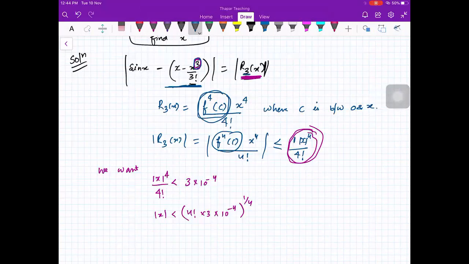Okay. So now, can you tell me what this number is? Can you tell me what this number is? Compute it, beta, please.